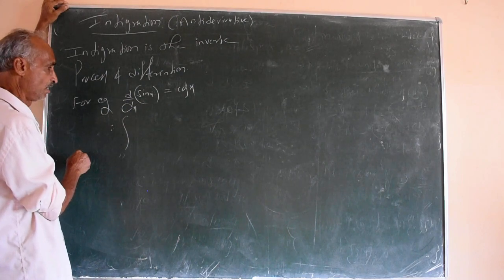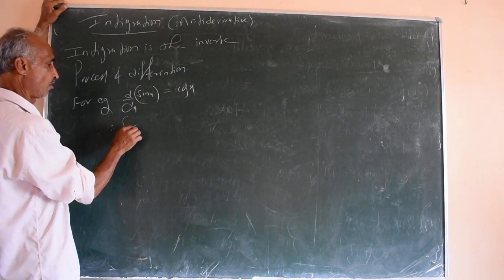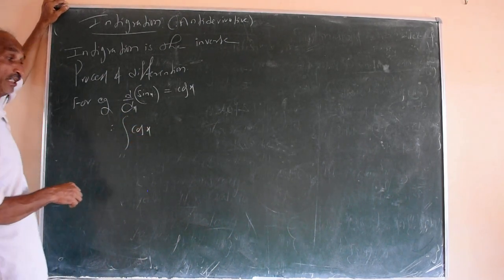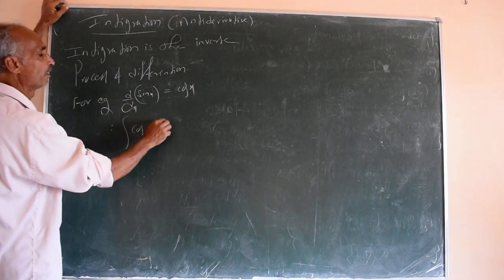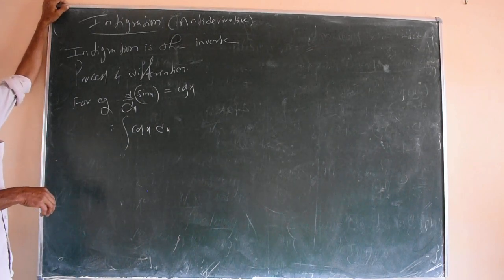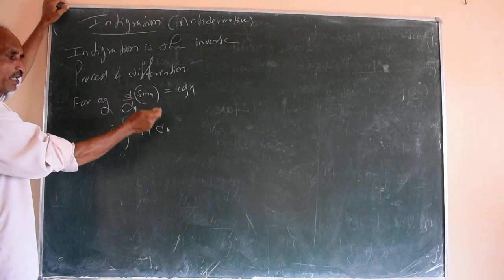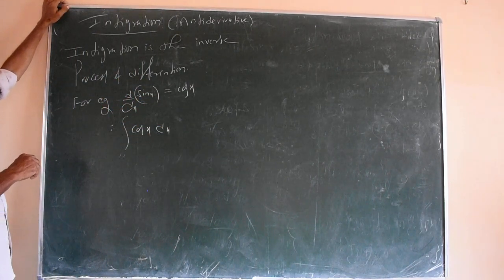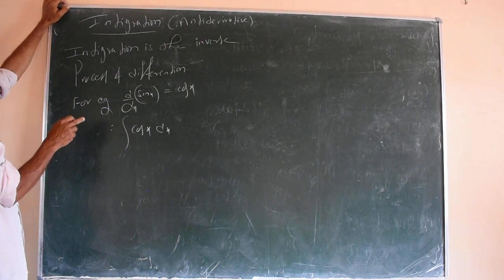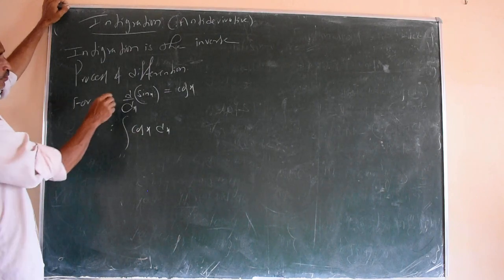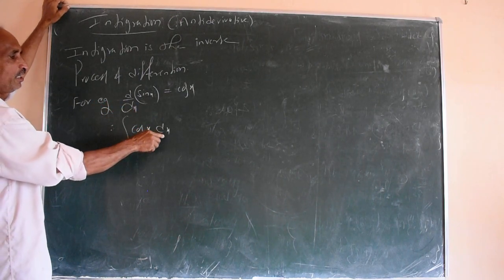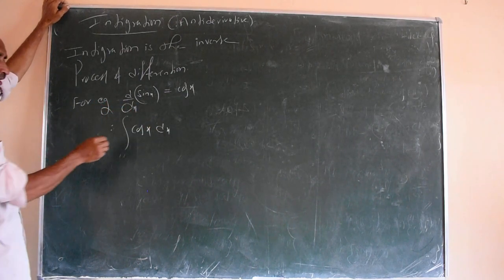Integration of cos x. In differentiation, you get d upon dx. Here it is into dx. Everything is inverse. Here division will come, here multiplication. Division and multiplication are inverse operations. So here d upon dx is there, here into dx is there. So this is simply dx.